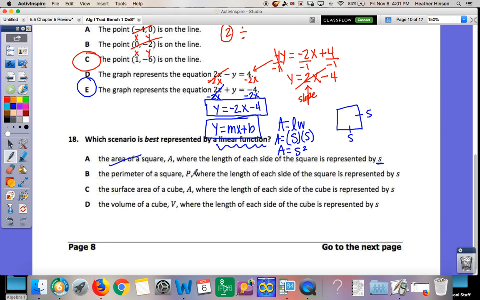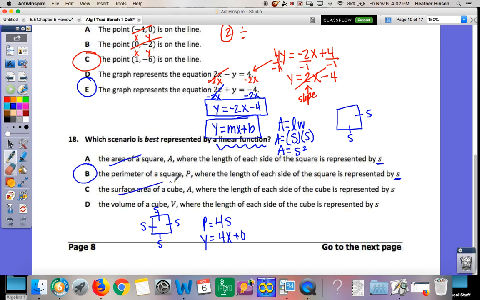The perimeter of a square. So we still have our square. Perimeter means add all the sides. How many sides does a square have? They have 4, and all of them are represented by S. So you have 4 S's. Is that linear? Yes. If you wanted to change those variables, that's just y equals 4x plus 0. So that's perfectly linear. So that one is your answer.